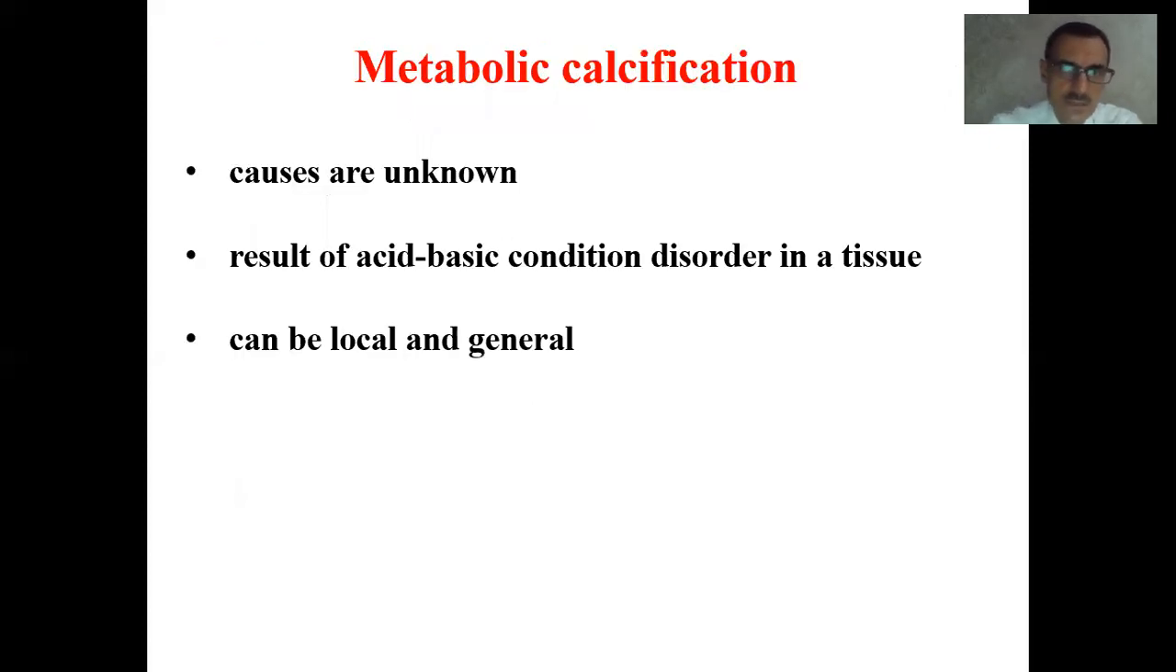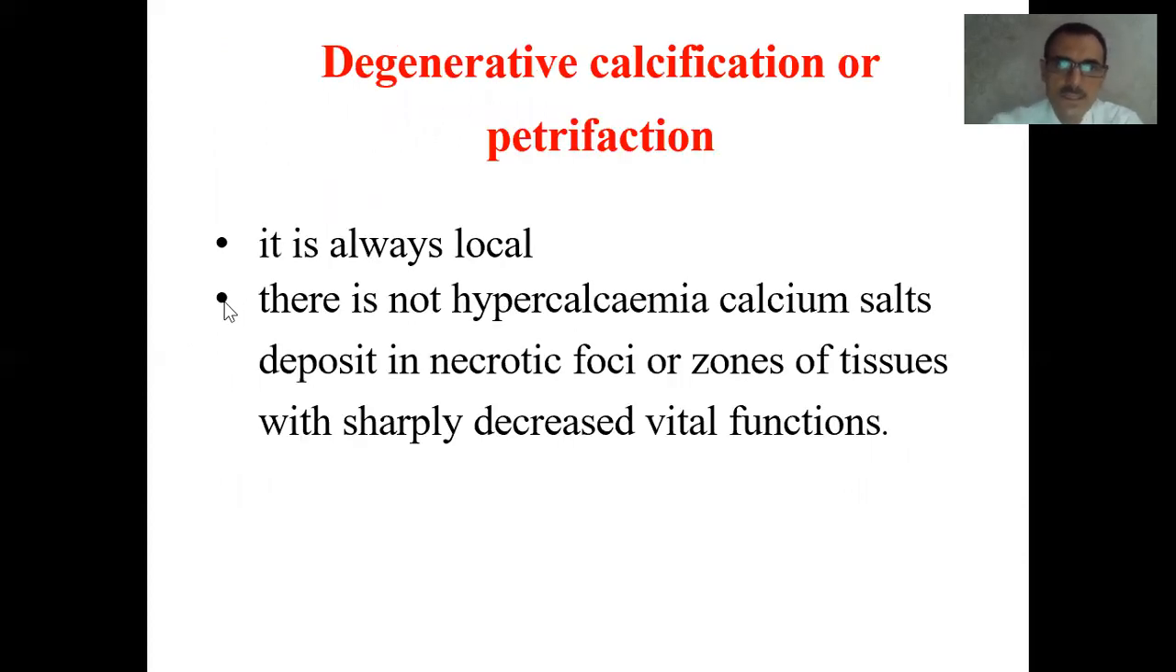Metabolic calcification: the causes are unknown, it results from acid-base disorder in a tissue, and can be local and generalized. And degenerative calcification or petrification is always local. There is no hypercalcemia, and the calcium salts deposit in necrotic foci or zones of tissues with sharply decreased vital functions.